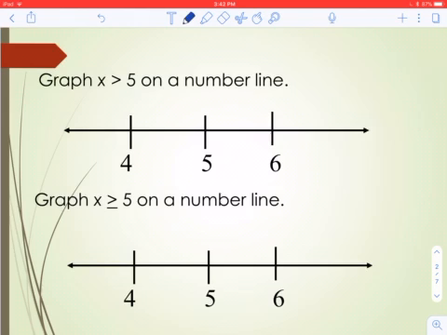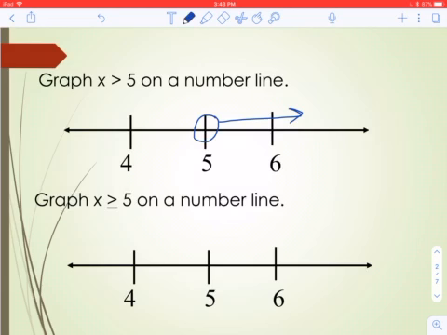Since it's greater than 5, I put an open circle at the 5, and I want all the numbers that are bigger than 5. So I can look to the right or to the left. What is bigger than 5 is 6, so the arrow needs to go toward the 6, and it'll go toward all the numbers bigger than 6. The size of the arrow doesn't matter. You can make a little short arrow, a little long arrow, as long as you're pointing in that direction.